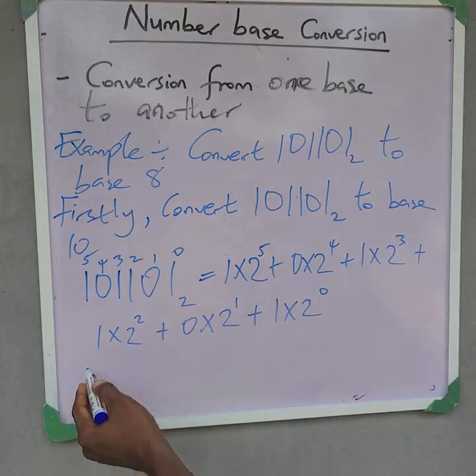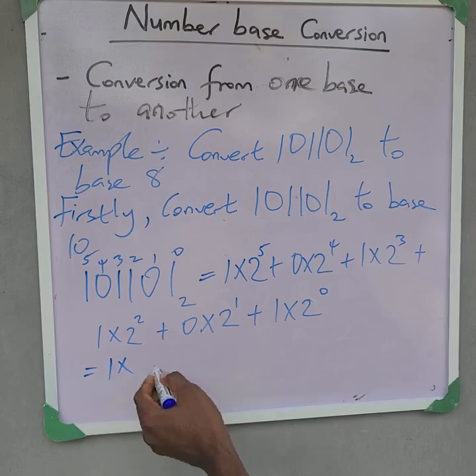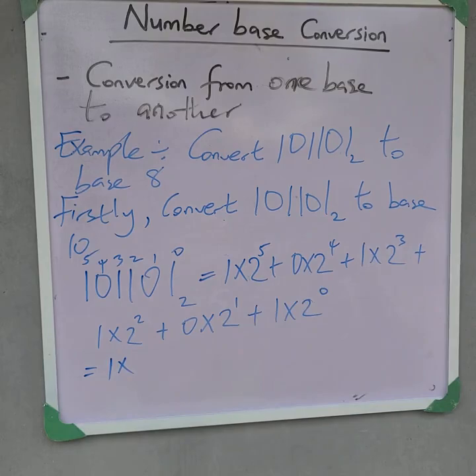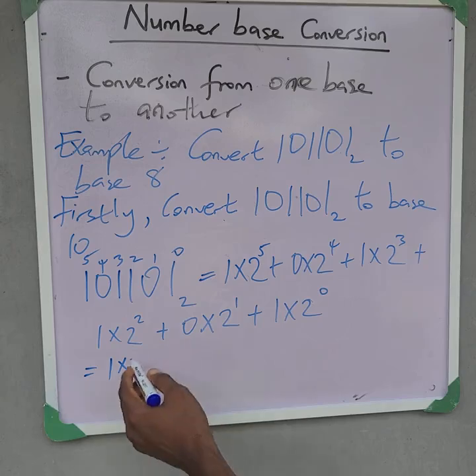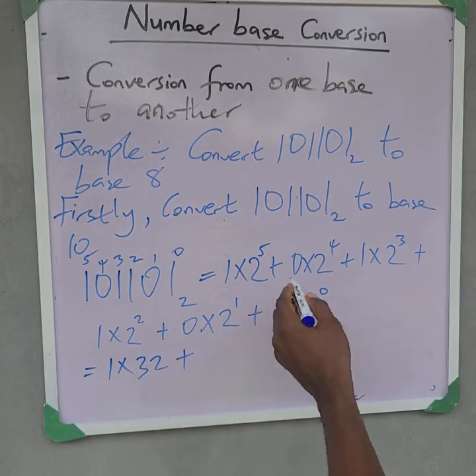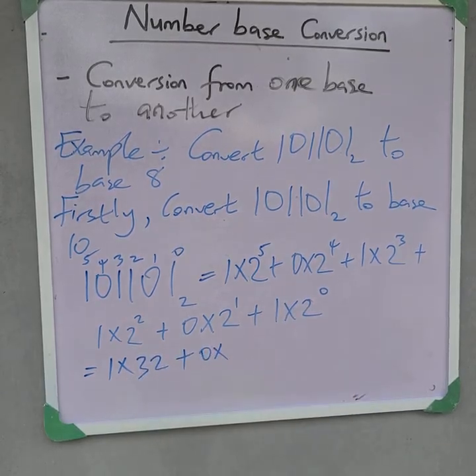So you continue. 1 times 2 raised to power 5 is 2 times 2 times 2 times 2 times 2, five places, which is 32. So you write 32, plus 0 times 2 raised to power 4, which is 2 times 2 times 2 times 2, four places.